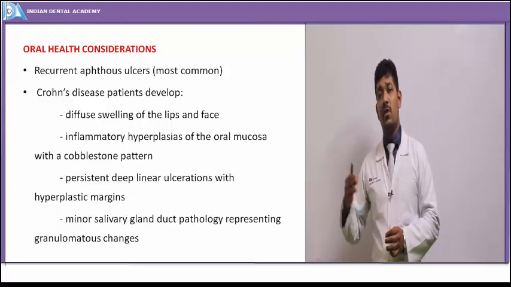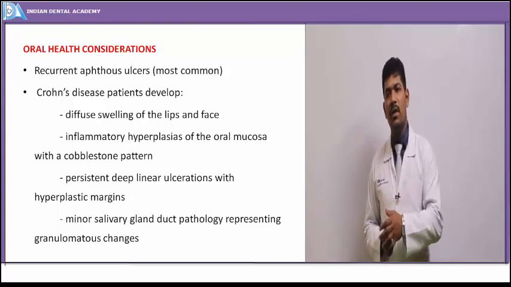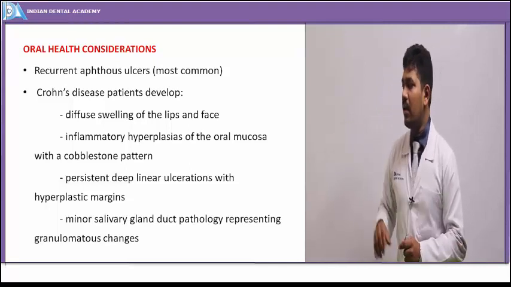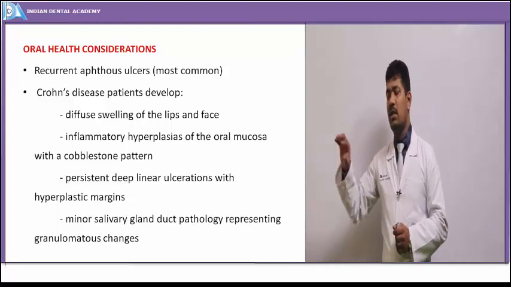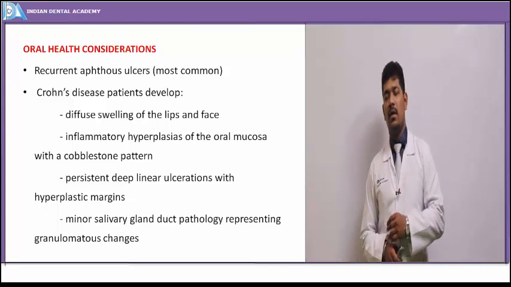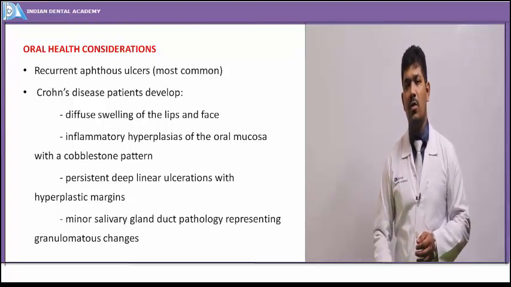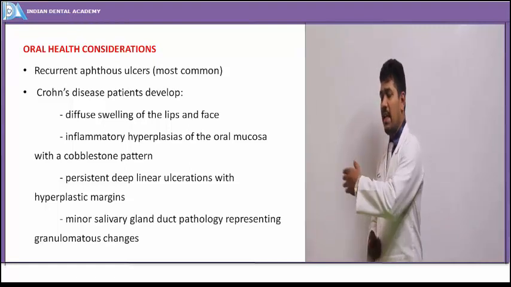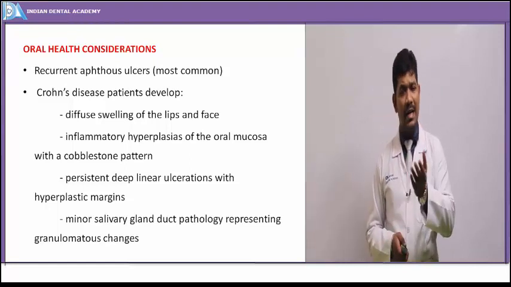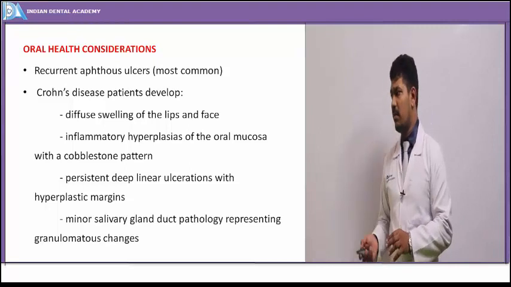Now, apart from that, there is also diffuse swelling of the lips and face, not most commonly, but it is also found. But the typical feature is the presence of inflammatory hyperplasias along with the recurrent aphthous ulcers, and histological confirmation can pinpoint this particular disease as Crohn's disease. Now, if we take the histological picture of Crohn's disease, we find minor salivary gland duct pathology, and also there are granulomatous changes within the oral mucosa.